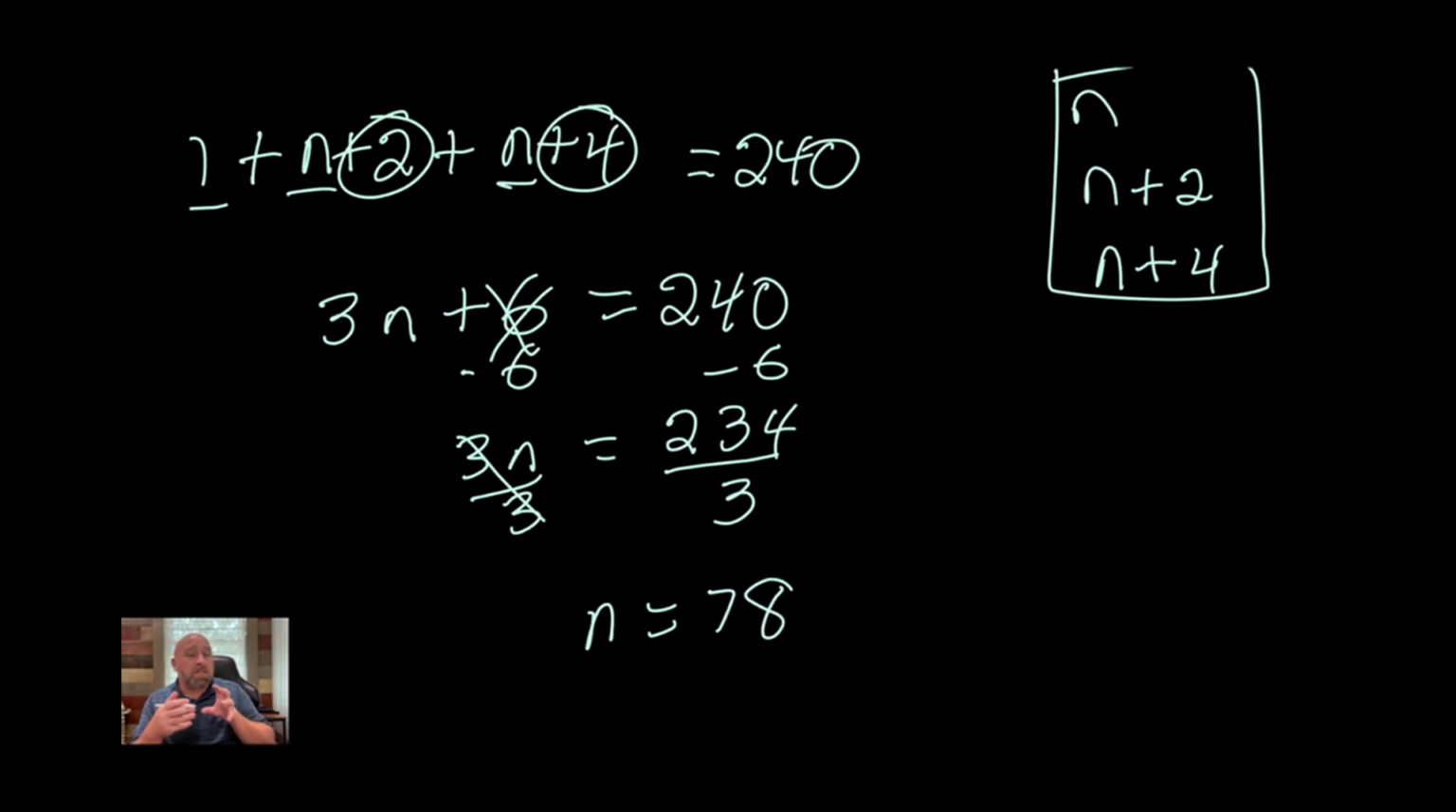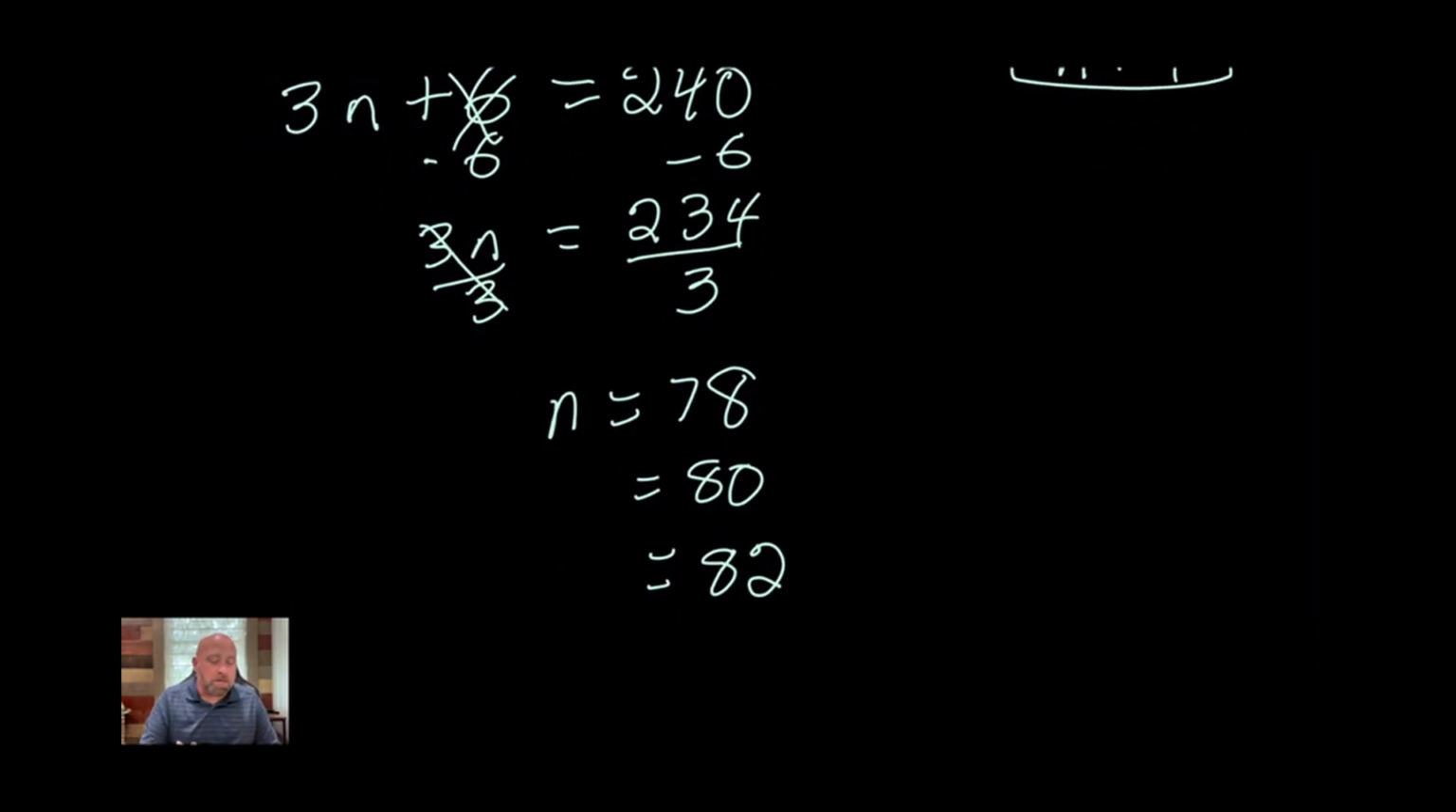Okay, so that's the first number. Then you would say, okay, n plus 2 means 78 plus 2. And so then you get 80. And then you get n plus 4. And so you would get 82. Now, one way that you can check these, and I'll move that up so you can see it.